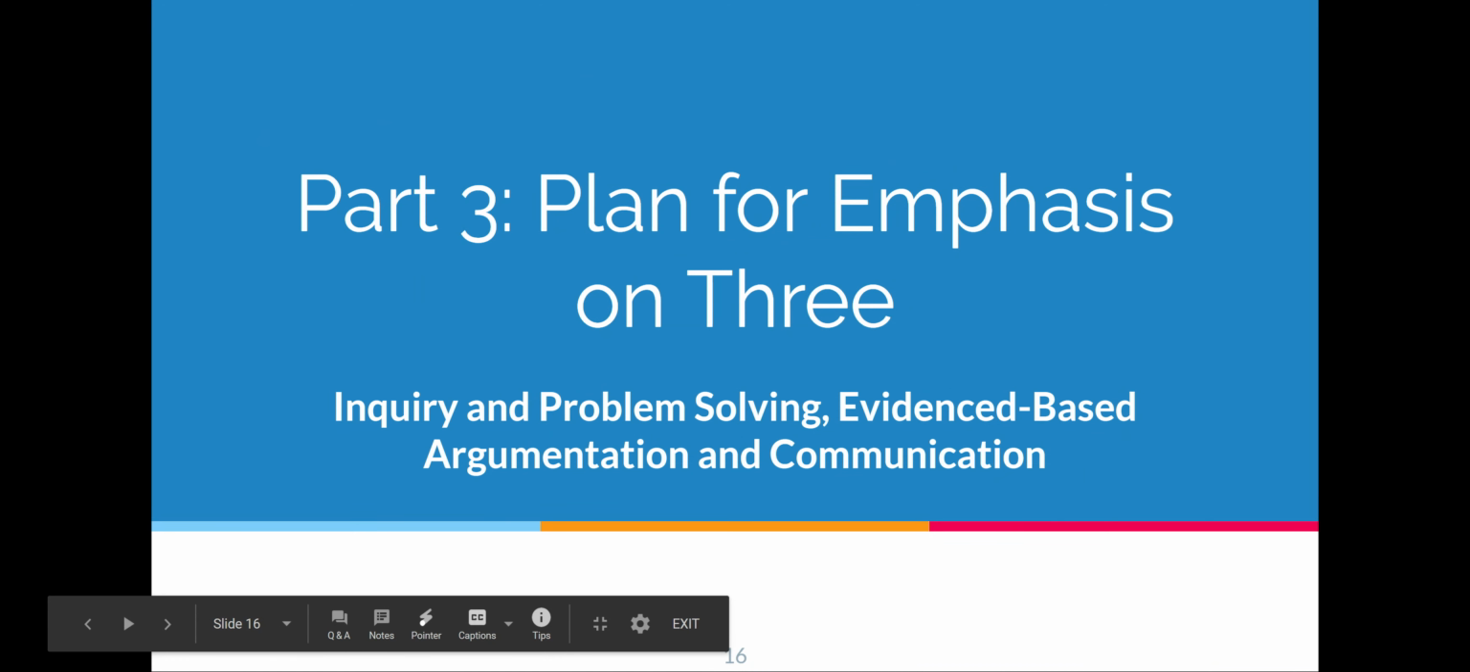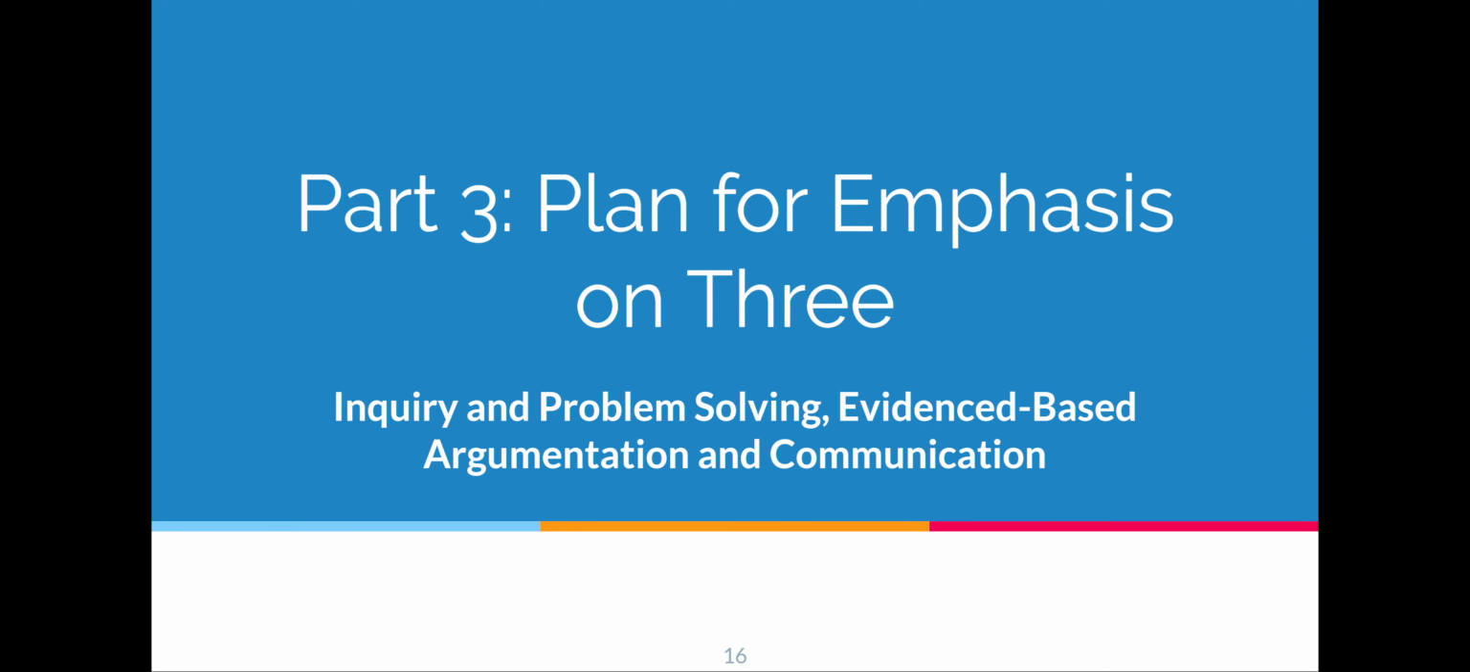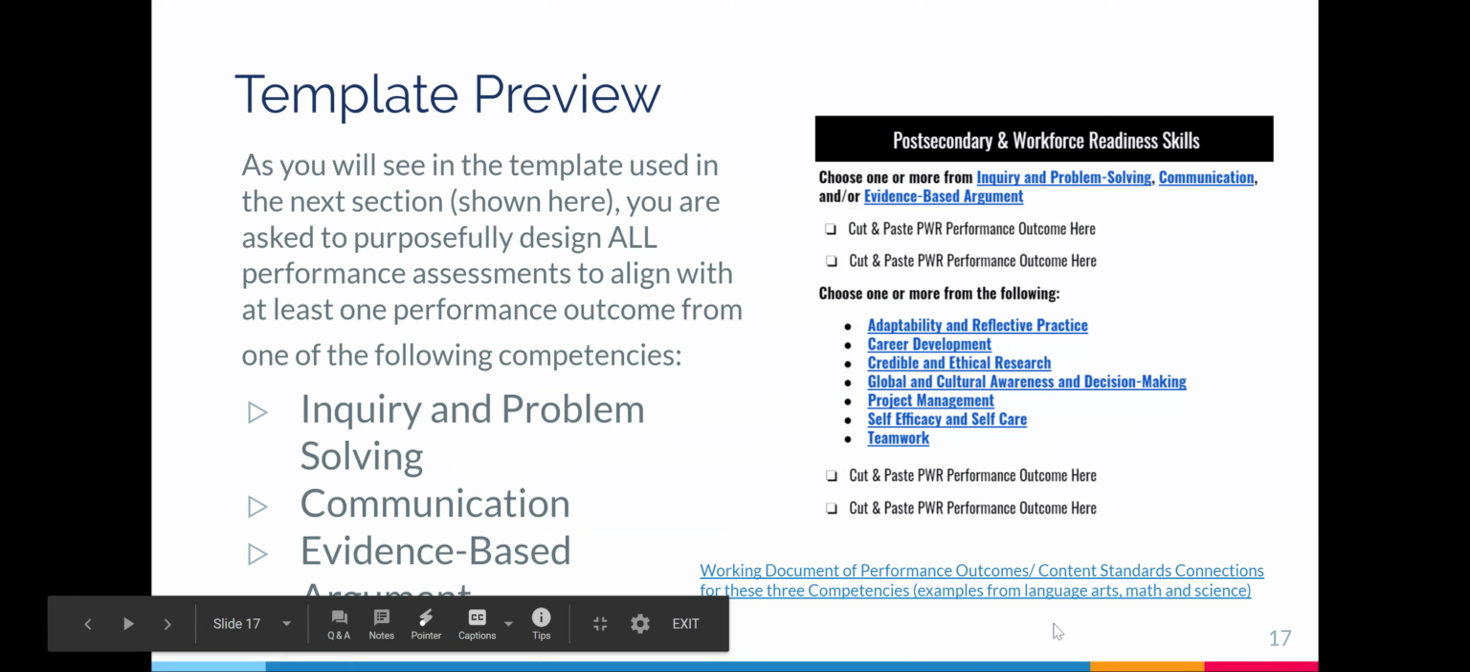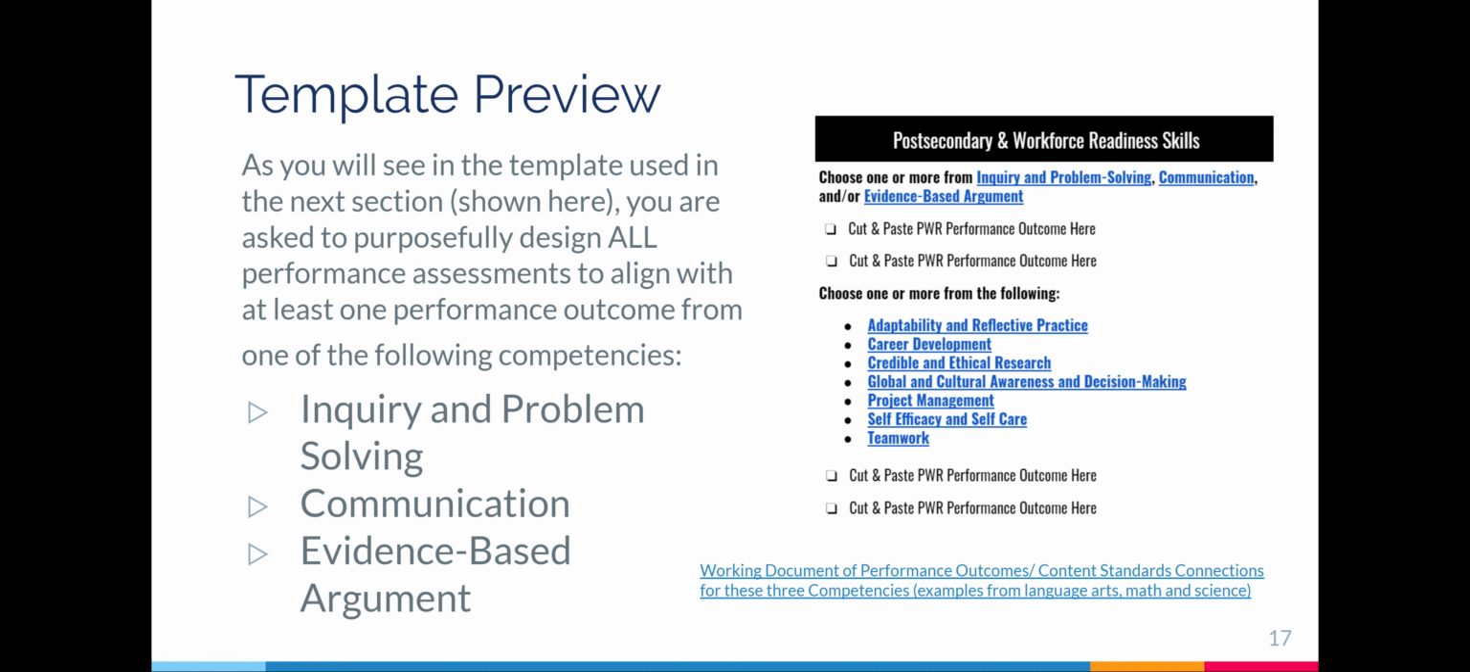One more piece of clarification for you as you begin the design process. There are 10 competencies total, but you are asked to ensure that all performance assessments are linked in some way to one of these 3. In the next section, you're going to start drafting a performance assessment using a template. That template clearly asks you to select at least one performance outcome from one of these 3 competencies to integrate into your task. You can choose to pull in others if they feel like they are a good fit.